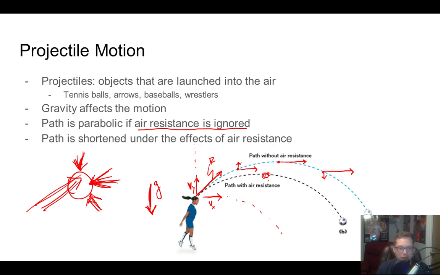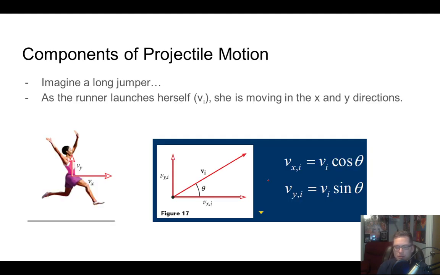Now, mathematically, it gets a lot more complicated than that, so we're just going to ignore it. We're just going to say air resistance isn't really a thing. All right, so here's a long jumper. She runs, and then she launches herself. So it's the same thing as the ball there.